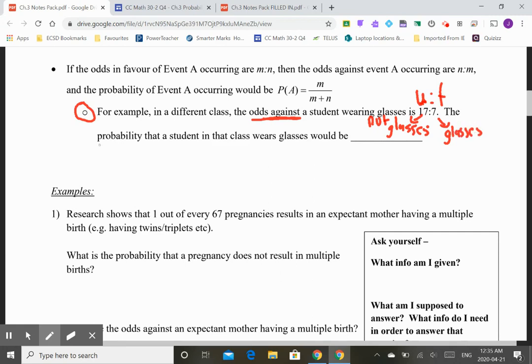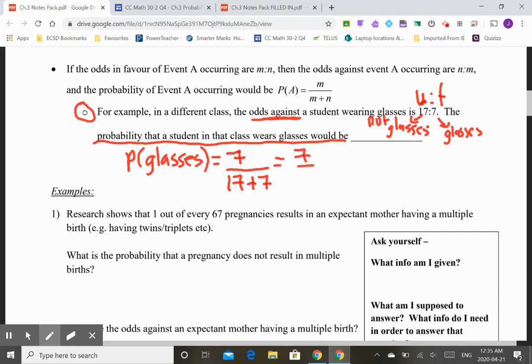We want to know the probability that a student wears glasses. Okay, so for this class, the probability that a student wears glasses, we would take our favorable value, which is 7, and we would divide it by the total. How do we get the total? Because again, odds doesn't use a total. We would take our unfavorable and add the favorable, add those two numbers. And so the probability that a student wears glasses in this class would be 7 out of 24.